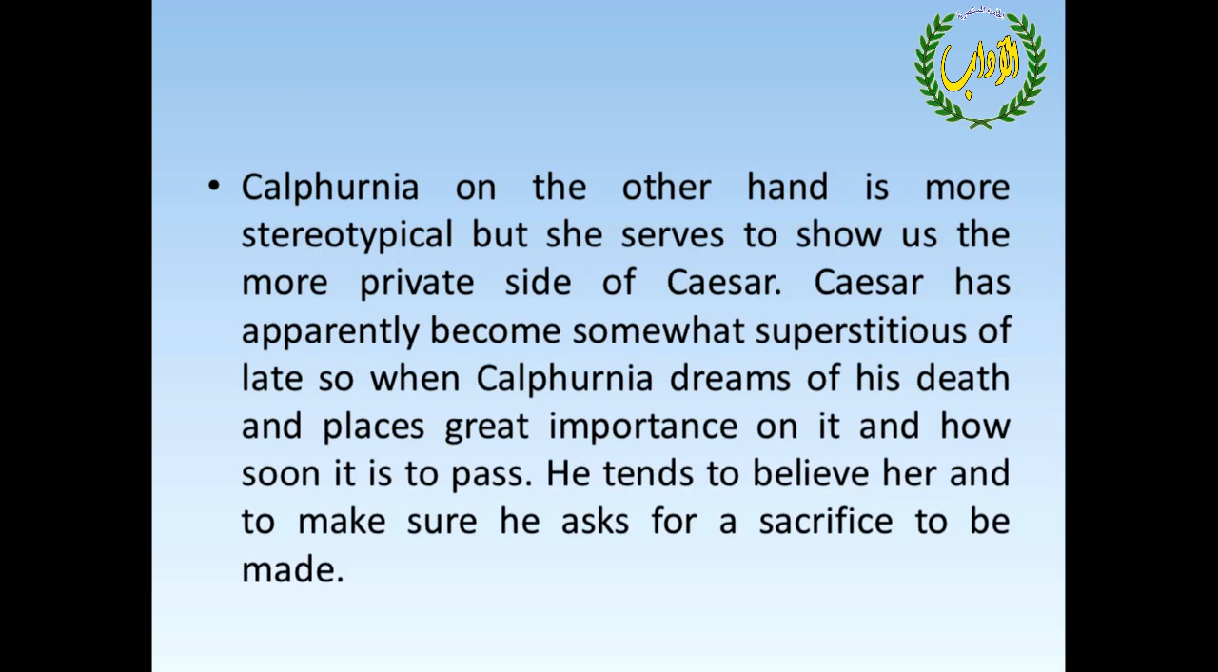Caesar has apparently become somewhat superstitious of late. So when Calpurnia dreams of his death and places a great importance on it and how soon it is to pass, he tends to believe her and to make sure he asks for a sacrifice to be made. Of course, I'm referring here to the dream of Calpurnia, which is one of the omens and supernatural occurrences that warn Caesar not to go to the capital and to be assassinated by the conspirators.